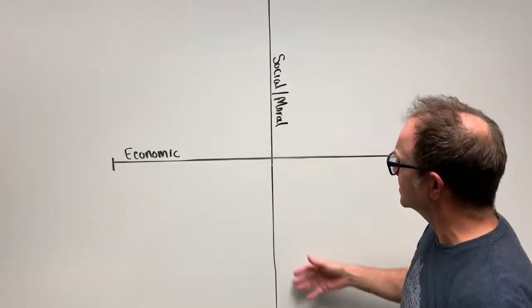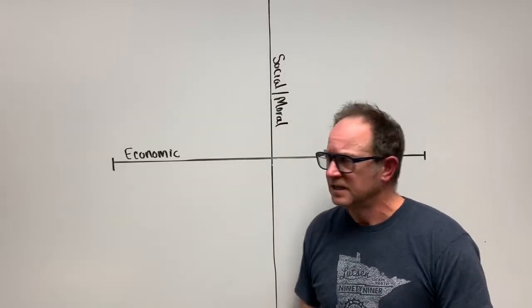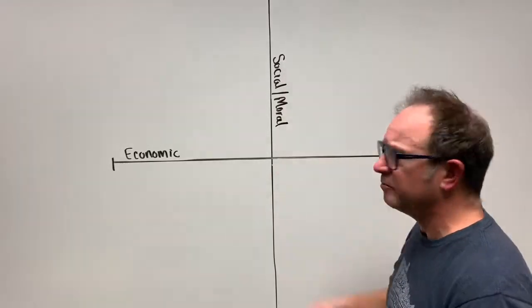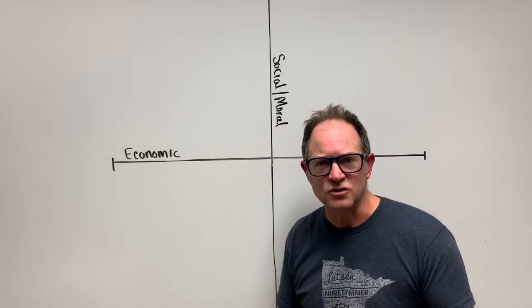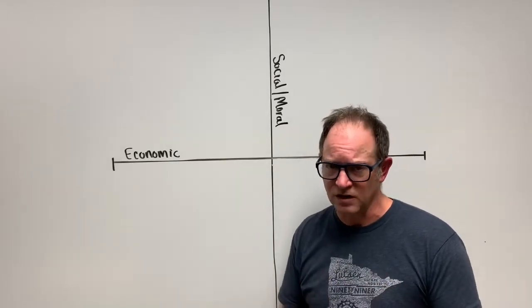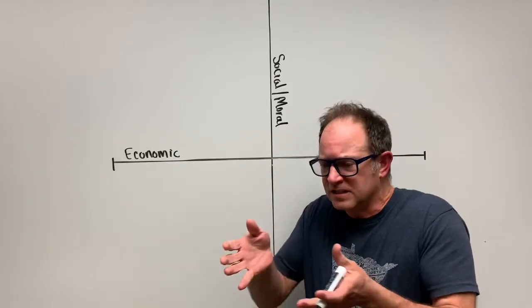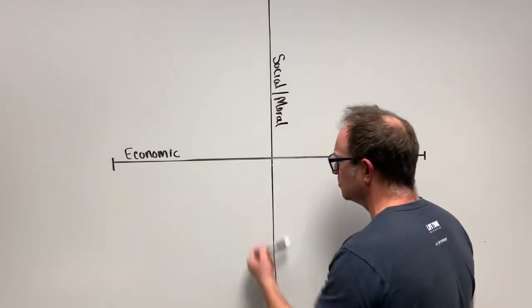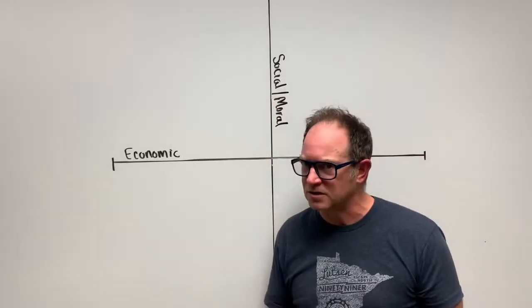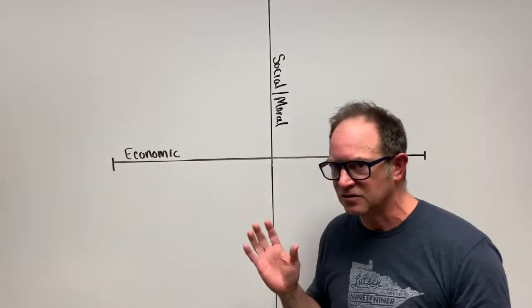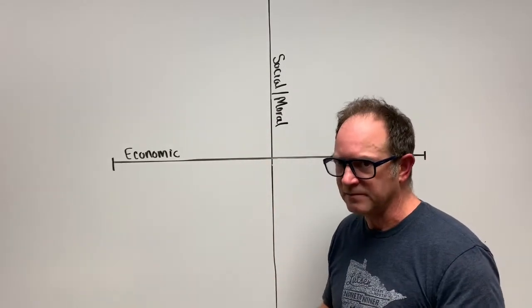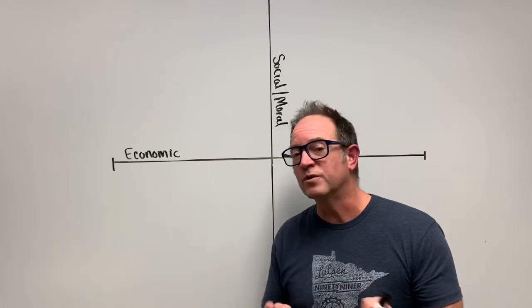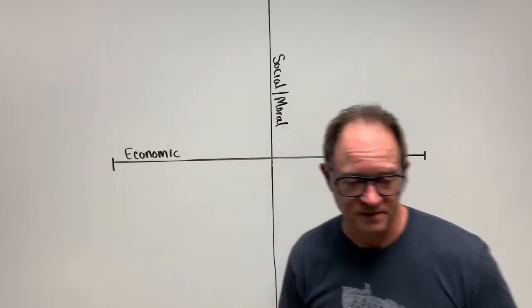The y-axis is the social moral scale. So up here are all the beliefs about what people should be allowed to do, what they should not be allowed to do, and what role government has in deciding what people can and cannot do. Okay, so that's the social moral scale. There are going to be examples of issues on both that you will have to identify. All right, but let's move on to where we find the ideologies.